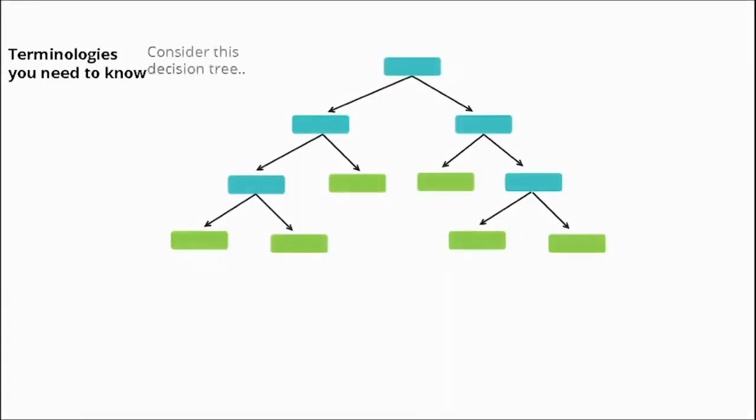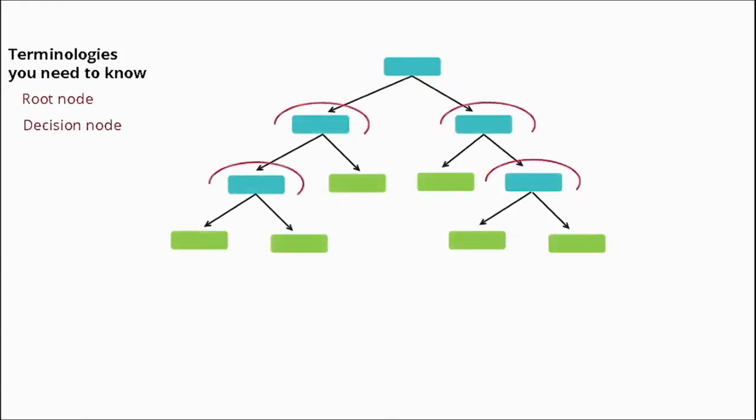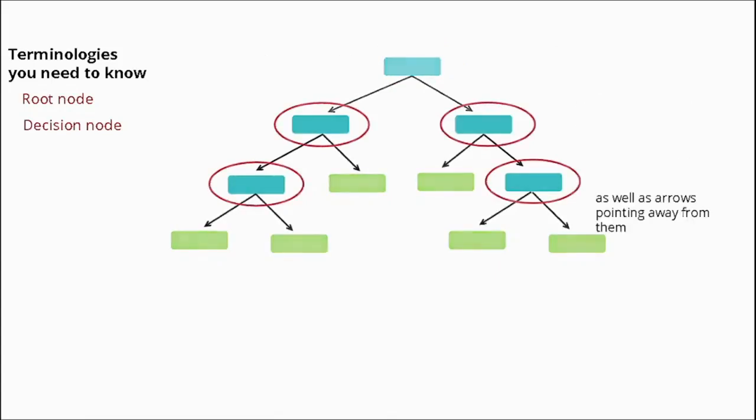Let's now look at the terminologies associated with decision trees. Root node. This is called the root node because it is found at the root or the start of the tree. A decision node. These are called decision nodes because they have arrows pointing to them as well as arrows pointing away from them. In other words, decision nodes are the subnodes that can be further split into more subnodes.